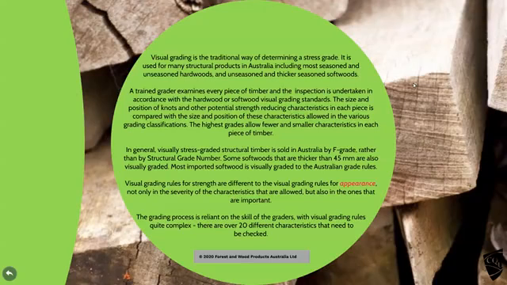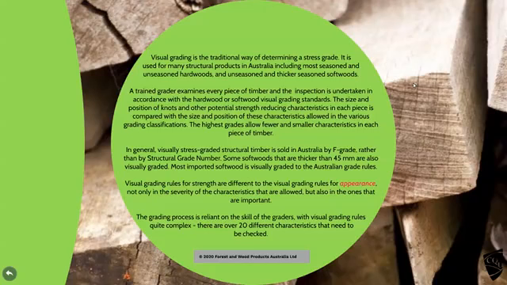Generally, stress graded structural timber is sold in Australia by the F grade rather than the structural grade number, which is more for the mechanical and machine testing. Some of the softwoods, it says there, that are thicker than 45 millimetres can actually be visually graded as well. If they're thinner, they can't. Most of the softwood that we bring into Australia, again, is visually graded. So, although that's the traditional old-fashioned way of doing it, it's still very, very widely used.